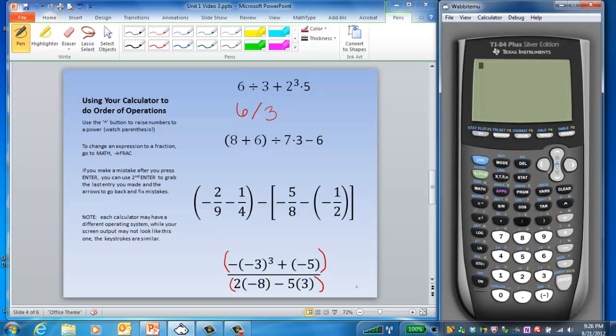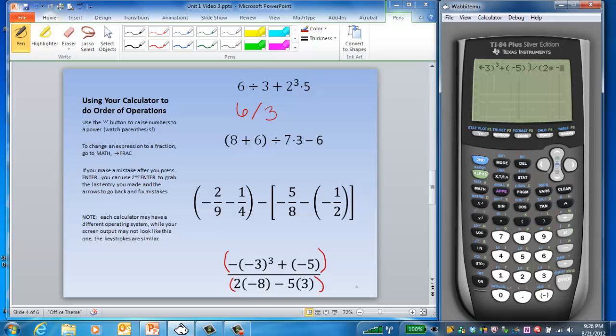All right, start your numerator. So I open the parentheses, I start my numerator. I have a negative. Then I'm going to take the number -3 in parentheses, and I'm going to raise it to the third power. Get me out of my exponent, and I'm going to add -5. I close my parentheses to tell the calculator I'm done with my numerator. Division sign. I'm starting my denominator. Parentheses. There's the denominator start.